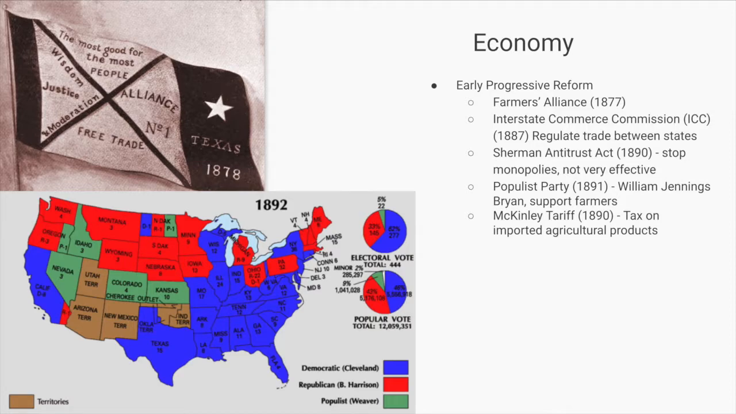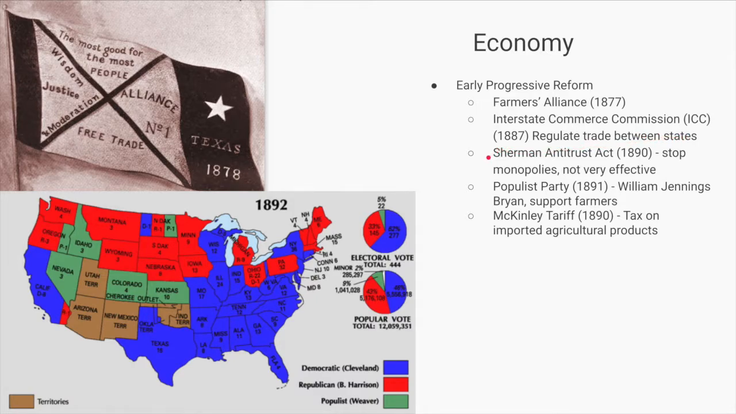And this organization is going to say, for instance, if you are in like Kansas, you can't charge Nebraska more to ship through your state than you charge Colorado, okay? So that's the ICC stepping in and saying enough of screwing over the farmers, we're going to help them out by regulating trade between states.